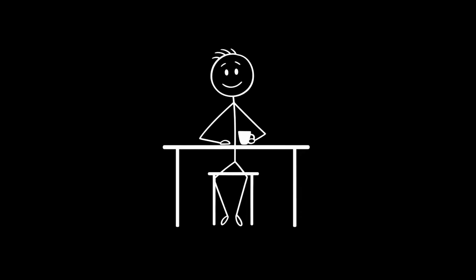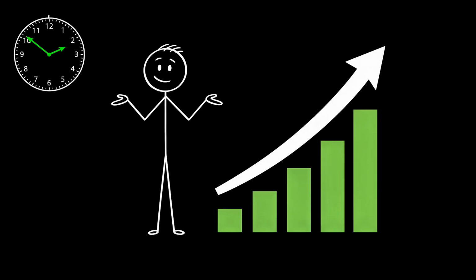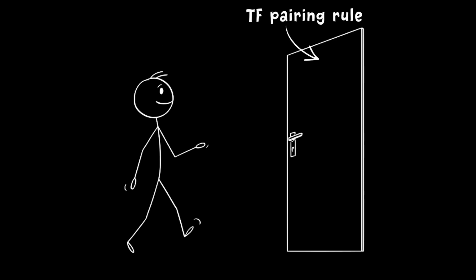There is a process to go about it so they can closely align with each other, like from the weekly to the daily, from the daily to the 4-hour, and from the 4-hour to the 1-hour. So you need the time frames to correlate with each other by following the time frame pairing rule, regardless of the type of trader you are.